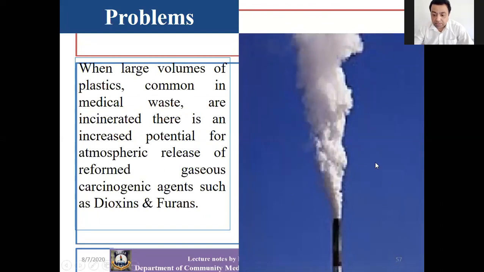The problem is, large volumes of plastic and common medical waste are incinerated, and there is an increased potential of atmospheric release of gas, dioxins and furans. These are carcinogenic agents produced after incineration, and this is very hazardous. So if your hospital is in a town or residential area, we need to avoid the incineration process.